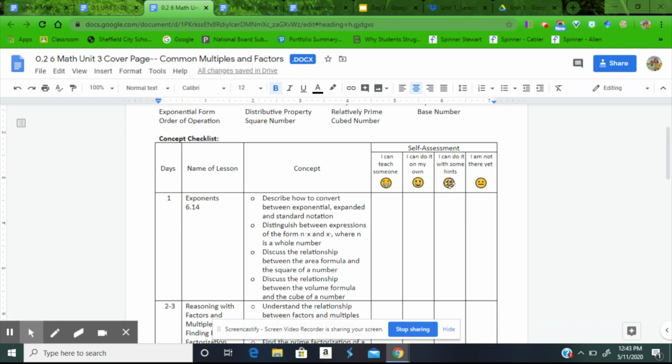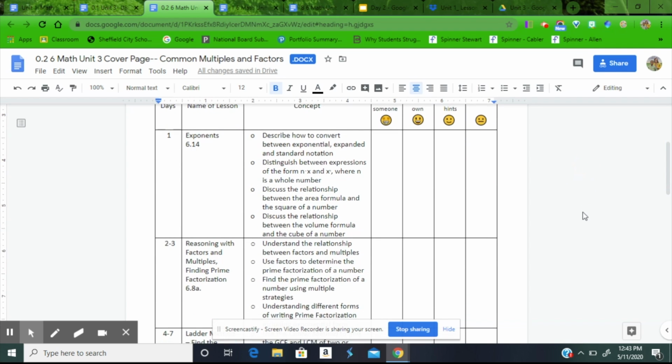Your 2 is I can do it, but I need some hints. Those are the students that are kind of getting the concept, but they still need a few hints. They need a little bit of guidance. And then you got your 1s, and those are the students that just aren't there yet. This is used to drive your instruction. You know where your students are, and you know where you need to get them to.